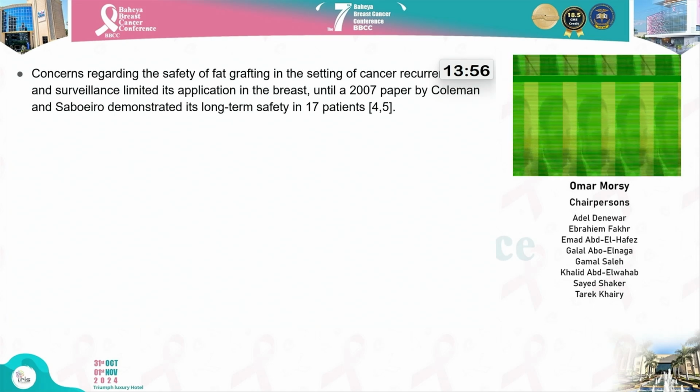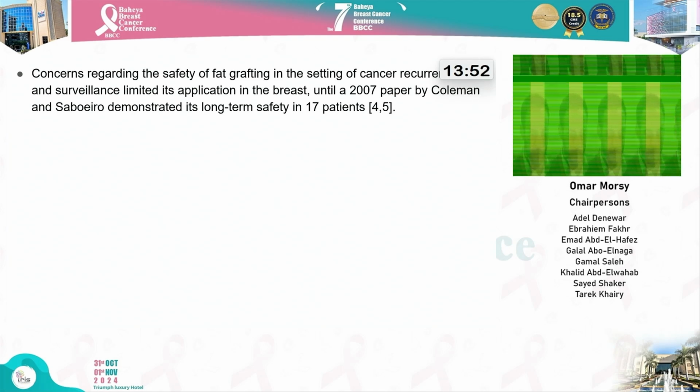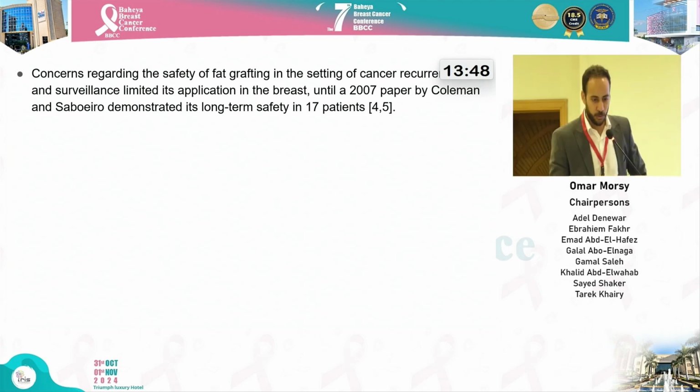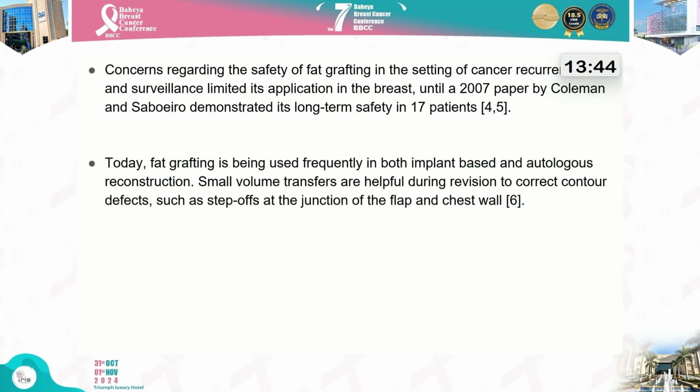Concerns regarding the safety of fat grafting in the setting of cancer recurrence and surveillance limited its application in the breast until a 2007 paper by Coleman and Saboeiro demonstrated its long-term safety in 17 patients. Today, fat grafting is being used frequently in both implant-based and autologous reconstruction. Small volume transfers are helpful during revision to correct contour defects, such as step-offs at the junction of the flap and the chest wall.